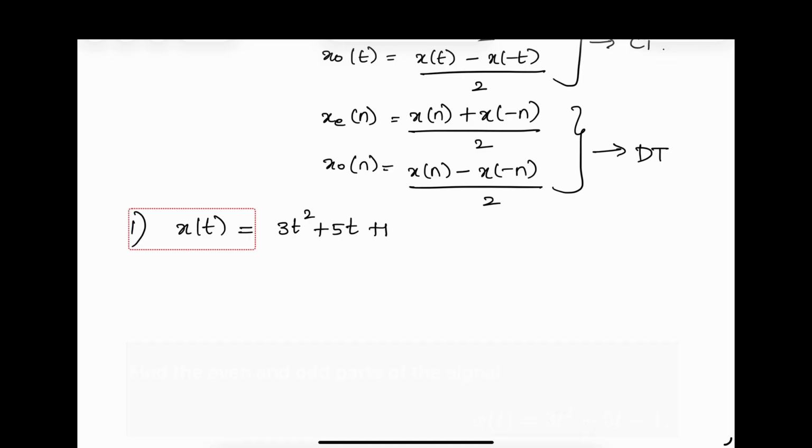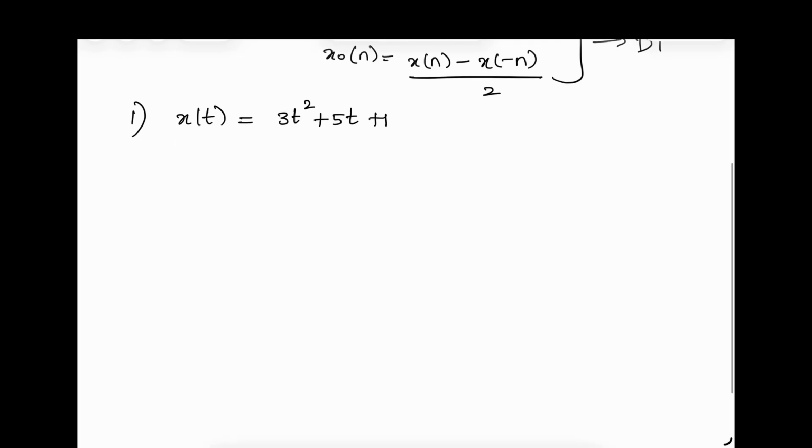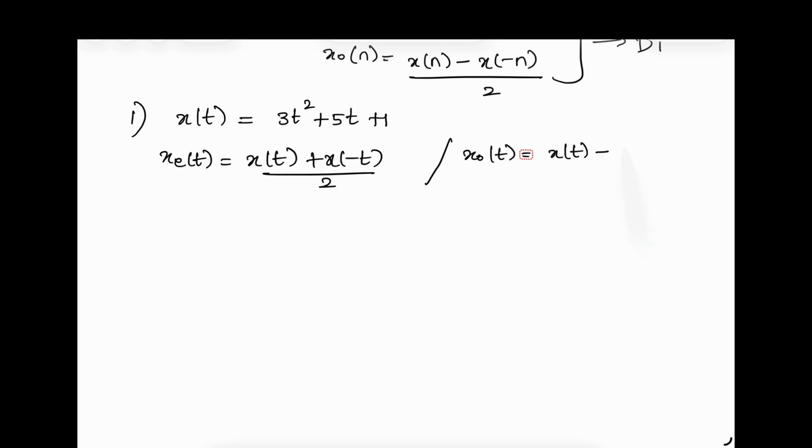These are frequently asked university problems. Now the first step, x even of t. What is x even of t? Write down the formula first. X even of t is x of t plus x of minus t divided by 2, and x odd of t is equal to x of t minus x of minus t divided by 2. Now x of t is already given in the problem. We need to find x of minus t. To compute x of minus t, wherever t comes, replace it with minus t.